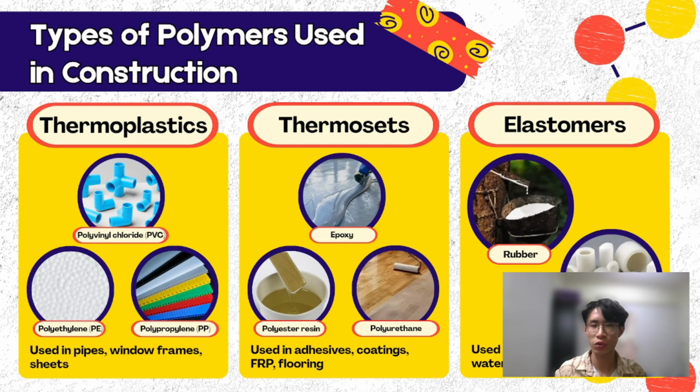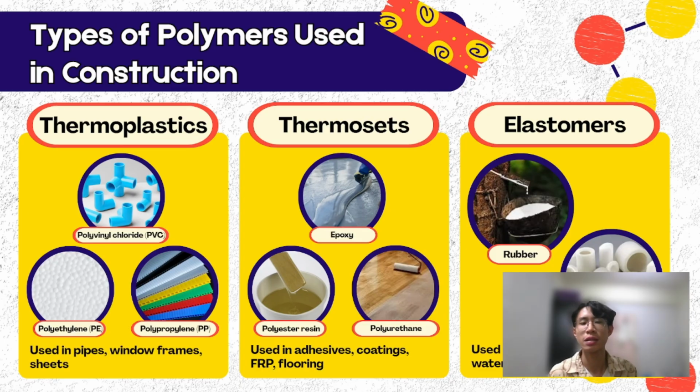So these are the 3 types of polymers that are generally used in construction. Firstly is thermoplastic, second one is thermosets, and lastly is elastomers. The examples of thermoplastics are PVC, PE, and PP, and they are used in pipes, window frames, and sheets.